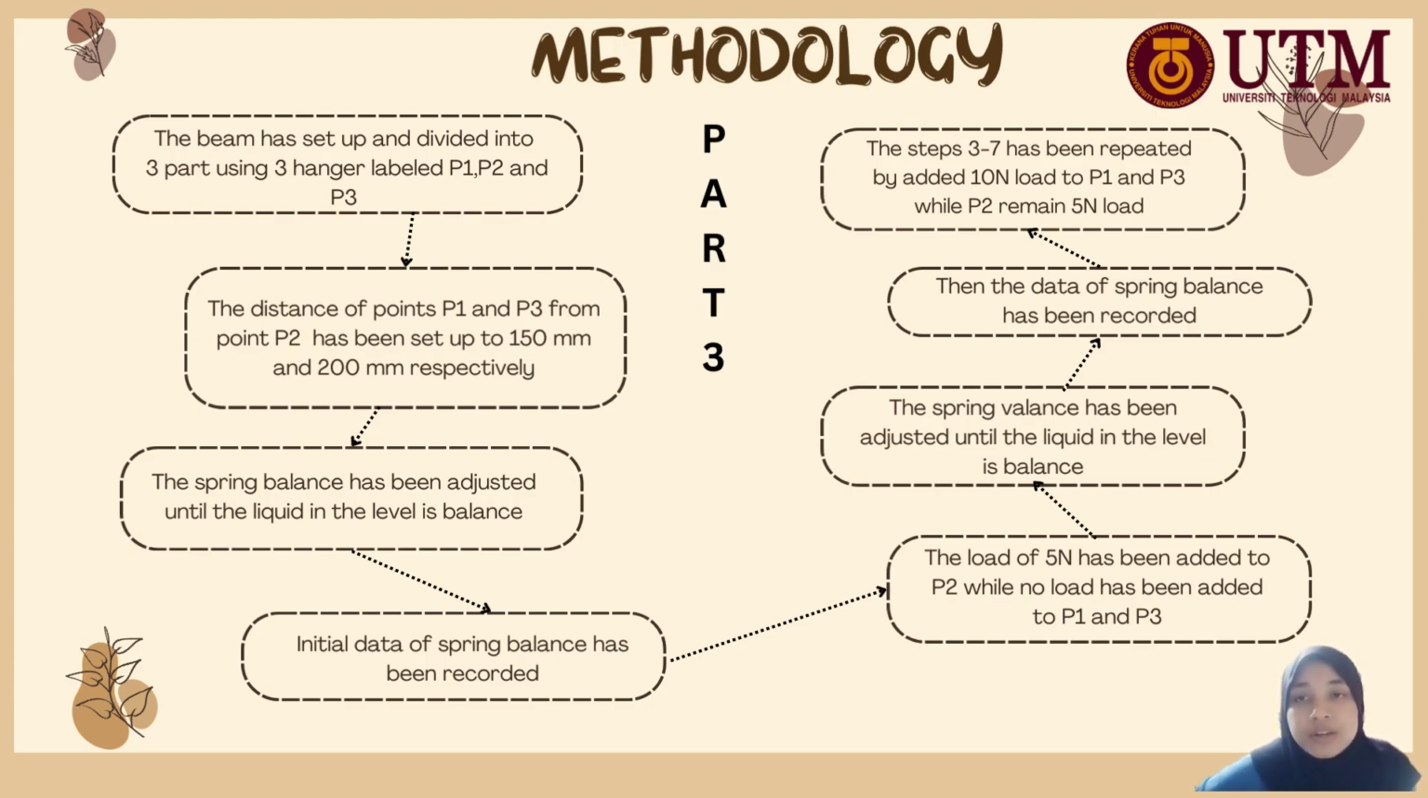The load of 5 Newton has been added to P2 while no load has been added to P1 and P3. The spring balance has been adjusted again until the level of the liquid is balanced. Then the data of the spring balance has been recorded. Steps 3 until 7 have been repeated by adding the 10 Newton load to P1 and P3 while the load at P2 remained 5 Newton.